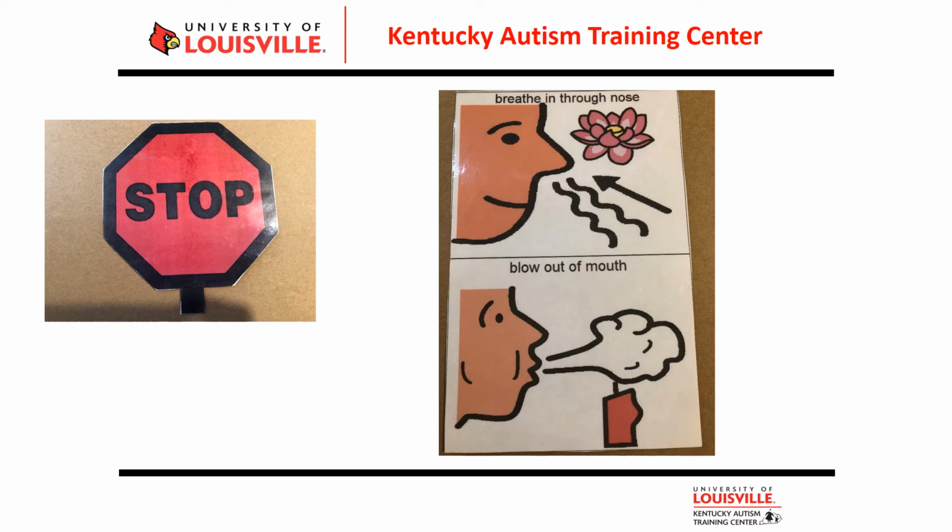So I'm going to breathe in through my nose. So you see the little flower on it. A lot of times I tell kids, smell the flower. And then to get them to blow out, we're saying blow out the candle. So that's what the bottom picture is. So smell the flower, blow out the candle. So that's taking a deep breath. Just a nice way to teach that. It gives it some visual assistance.